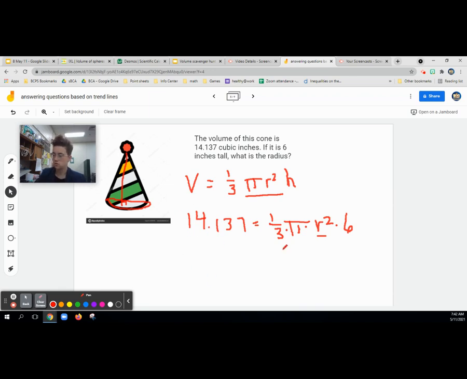So let's go ahead and do dividing by 1/3 first, which really just means we're multiplying by 3, right? 1/3 times 3 is 1. So we get 42.412 equals pi r squared 6. Now we can undo this multiplication by dividing by pi. And that gets us 13.5 equals radius squared times 6.